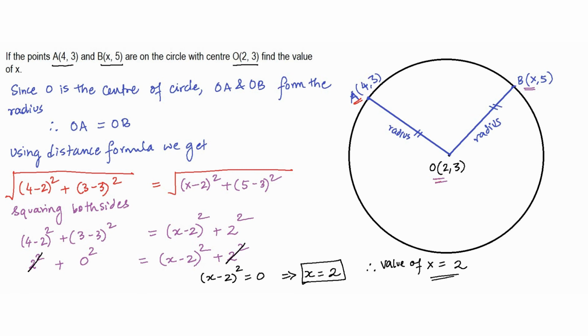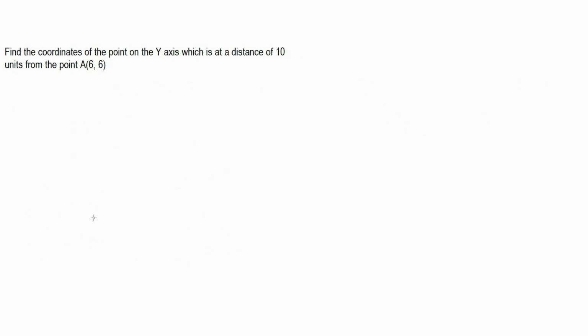Moving on to the next question. Find the coordinates of the point on the y-axis which is at a distance of 10 units from the point A of (6, 6). So there is some point which is on the y-axis. Let's consider that point to be B. Because this point is on the y-axis, I know that its x coordinate is 0 and y coordinate could be anything. So let me make a note of that.